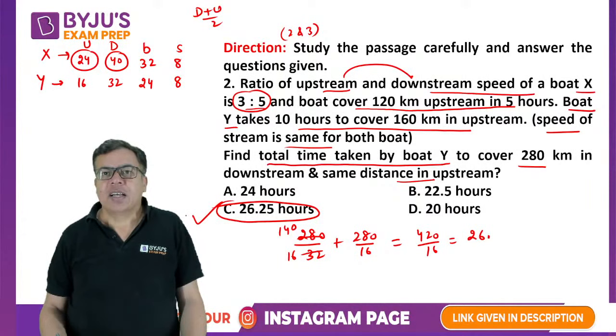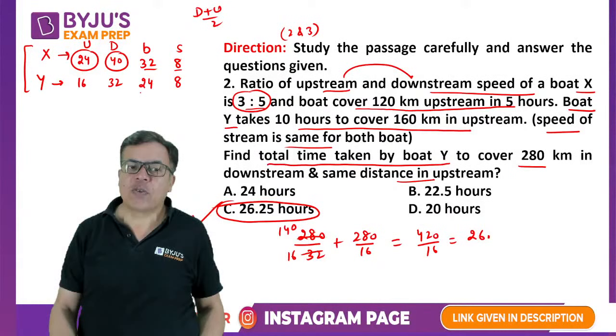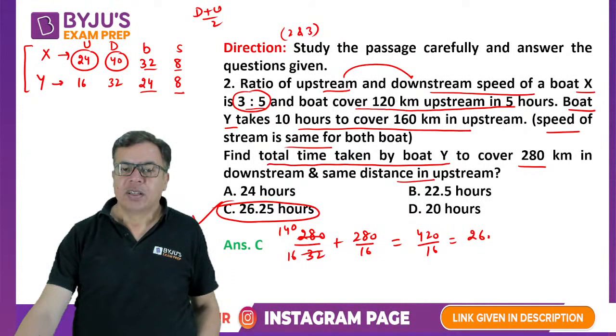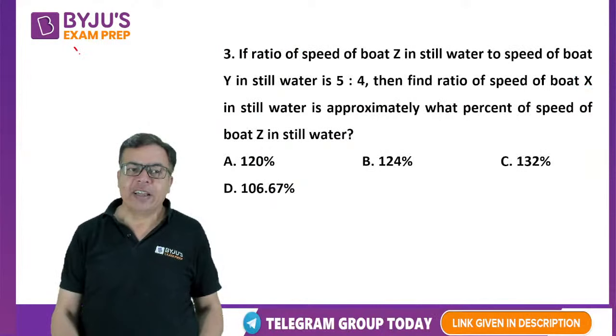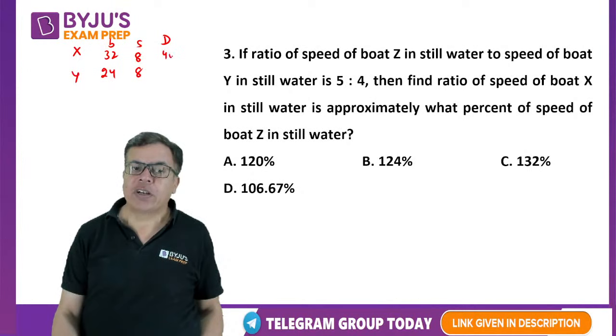See, X and Y, we have already calculated the speeds, right? In case of X, it is 32 and 8. In case of Y, it is 24 and 8. Okay, so see the next question. Okay, C option was correct. So here I am again writing that boat X speed was 32 and stream was 8, and boat Y 24 and stream was 8. So downstream it was 40, upstream it was 24. Here downstream it was 32, upstream it was 16.